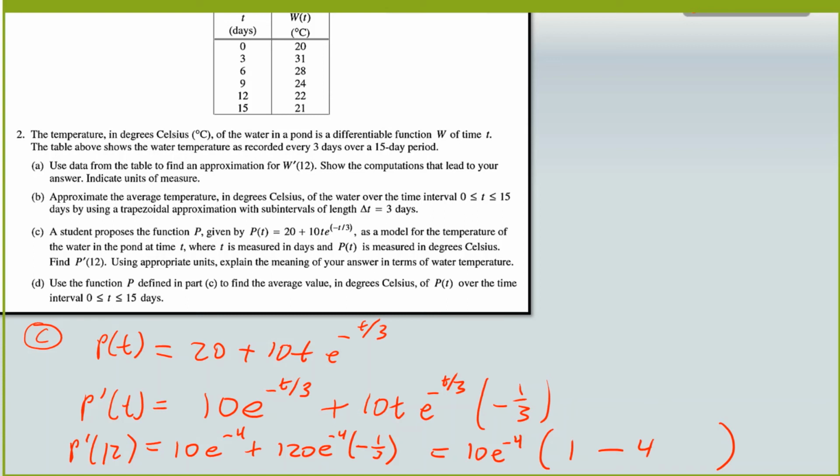Maybe we should have done that in 2 steps instead of 1. But 120 divided by negative 1/3 is negative 40. So I'd have been left with negative 40e to the negative 4th here. So I've got 10e to the negative 4 minus 40e to the negative 4, which is minus 30e to the negative 4, if you want to think of it that way. I factored out, I probably didn't need to do that, but negative 30e to the negative 4 if I multiply this out.